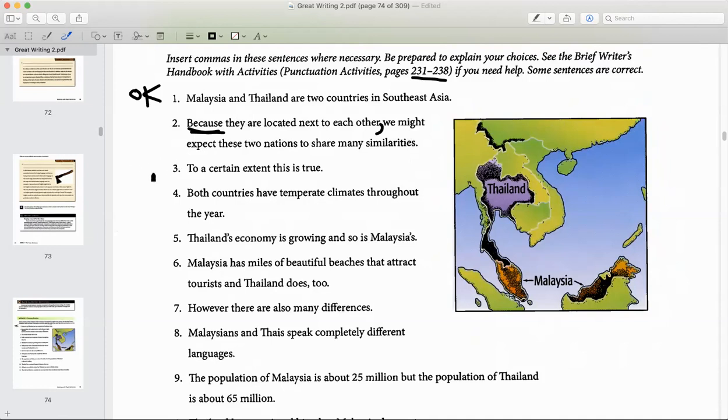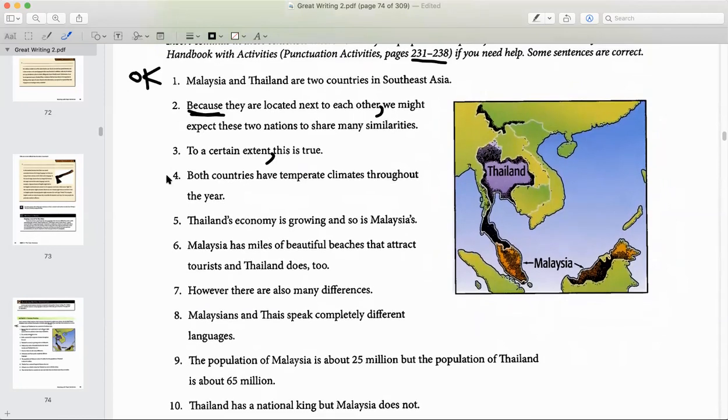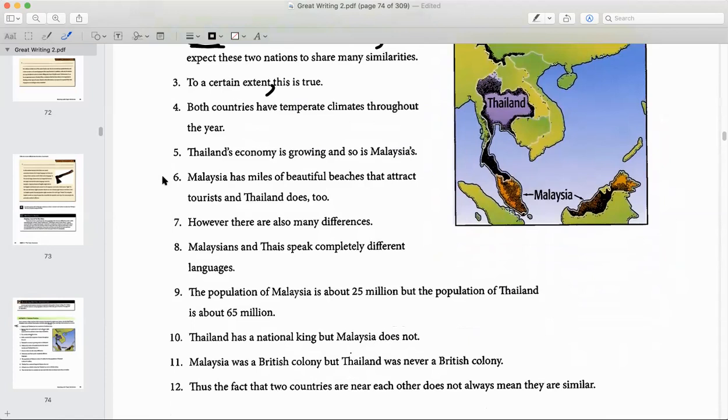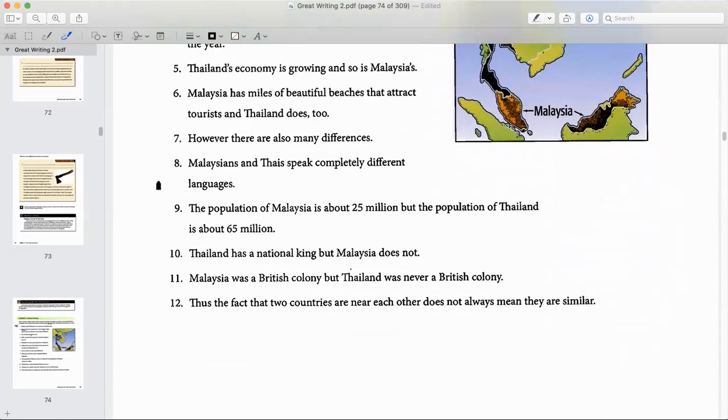To a certain extent, this is true. I would put a comma right here. To a certain extent, comma, little pause, this is true. So go ahead and do the rest of those. And again, be prepared to explain why you put a comma there.